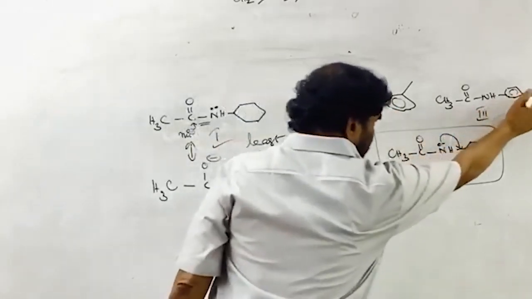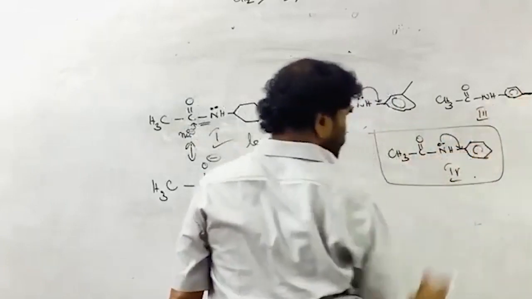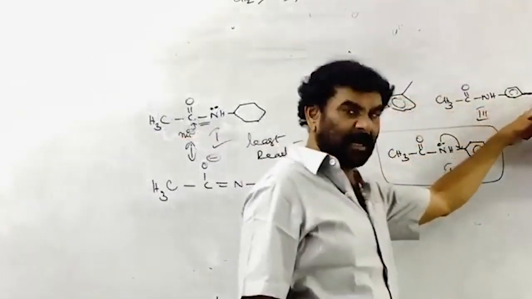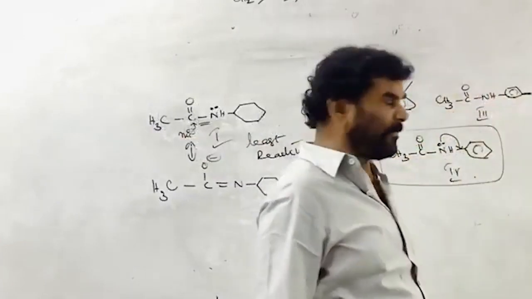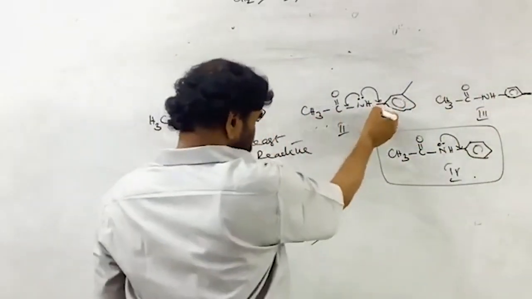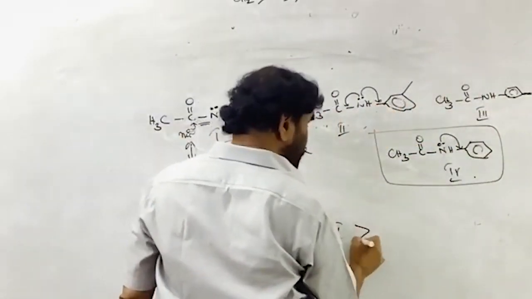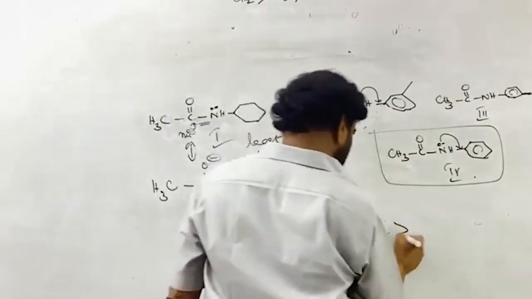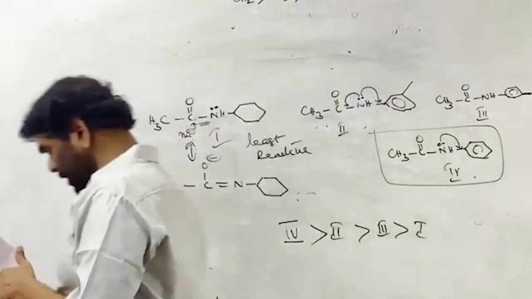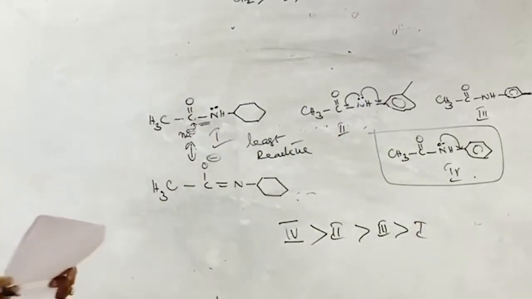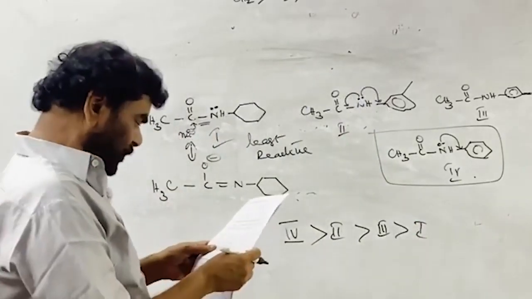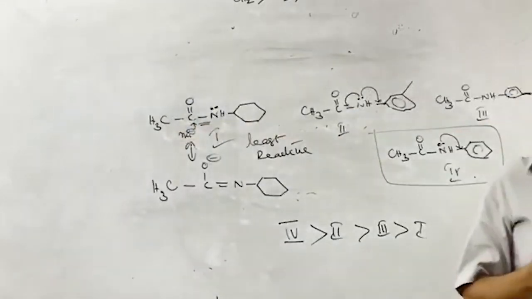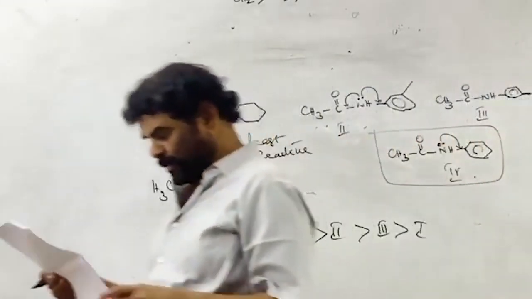Next, here the methyl is at the para position, and here the methyl is at the meta position. This one shows only the plus I effect, while this one shows the plus I as well as the plus M effect. Therefore next comes 2, next comes 3, and the least is 1. This is the order: 4, 2. That is, C is the correct option.